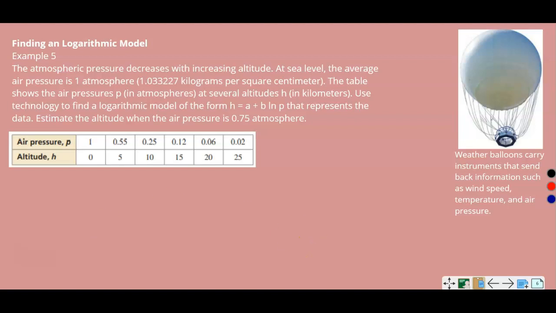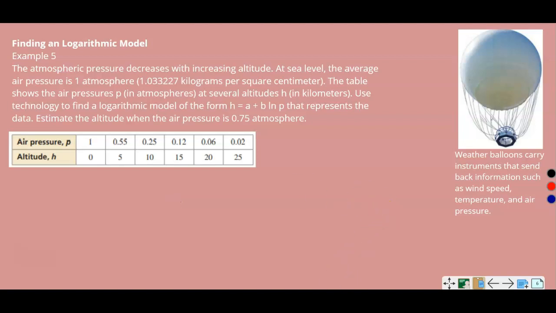All right, so the first thing I want to do is, let's read the problem here. The atmospheric pressure decreases with increased altitude. At sea level, the average air pressure is 1 atmosphere. The table shows the air pressure P at several altitudes H. Use technology to find a logarithmic model of the form H equals A plus B ln, that's your natural log, remember, P, that represents the data. Estimate the altitude when the air pressure is 0.75 atmosphere.